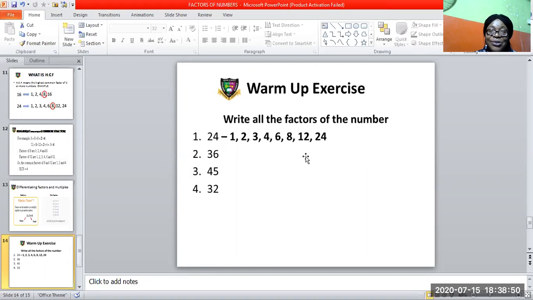What are the factors of 32? The factors of 32 are 1, 2, 4, 8, 16, and 32.